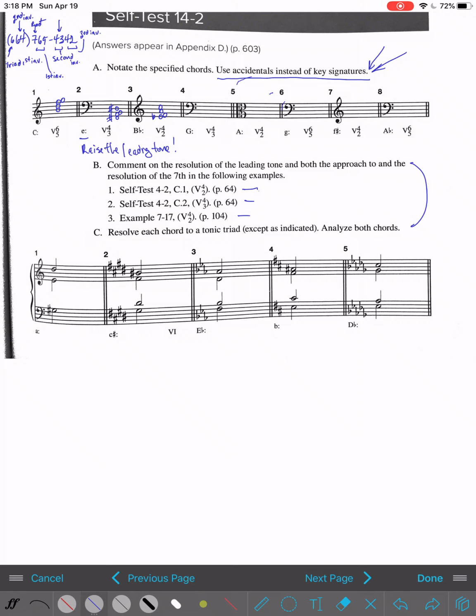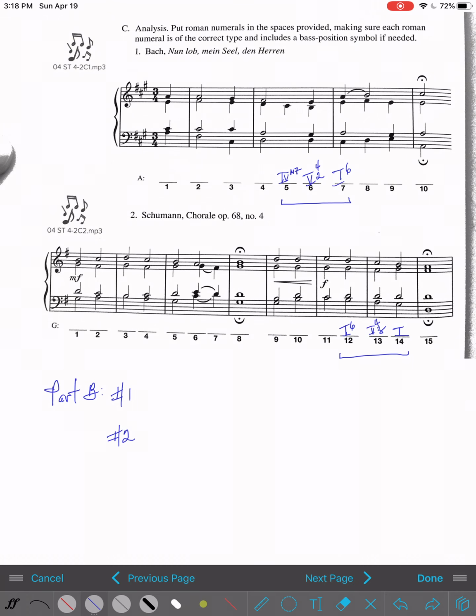What it wants you to do is comment on the resolution of the leading tone and both the approach to and the resolution of the 7th in the following example. So let's go ahead and do that. I've already filled in the chords here. We're going to start right here on number 5, as it leads in. Let's find the leading tone first.